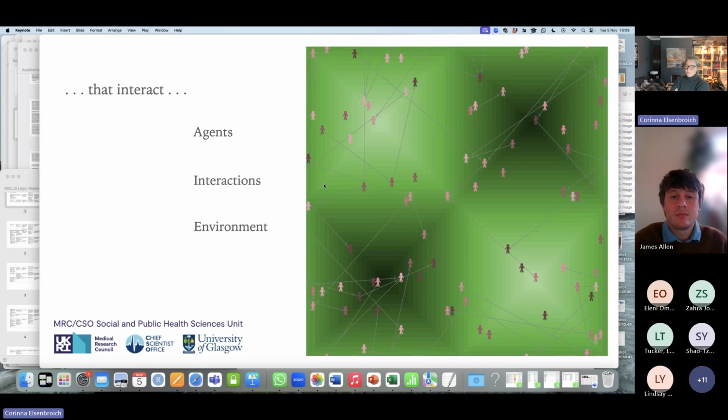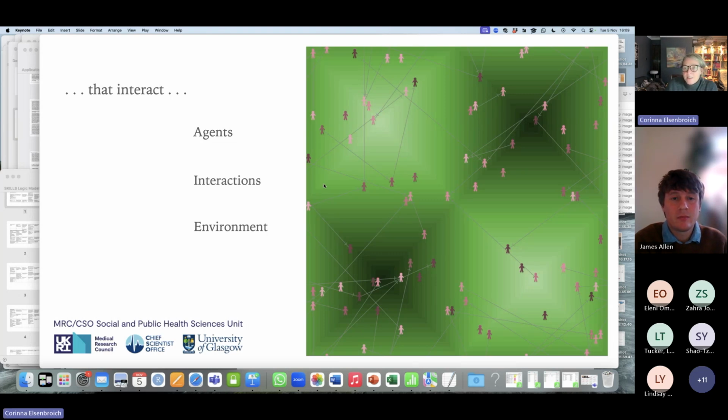Now we have agents in an environment, and these agents have interactions. Going back to the definition, we have a computer program that replicates agents interacting with each other in an environment. So that's what we have here. They are linked together in some way. So maybe they're friends, for example.